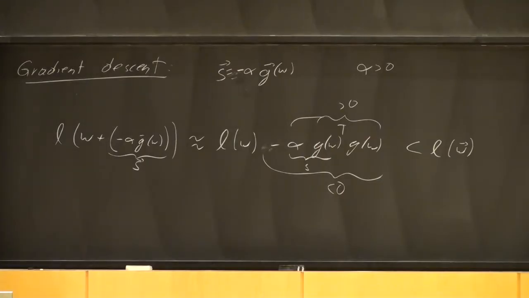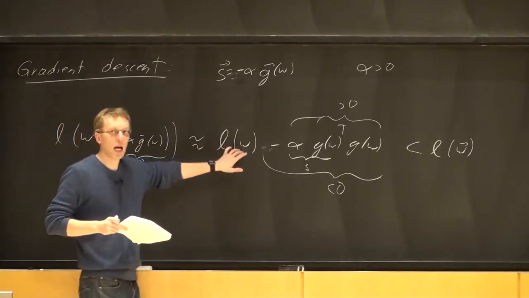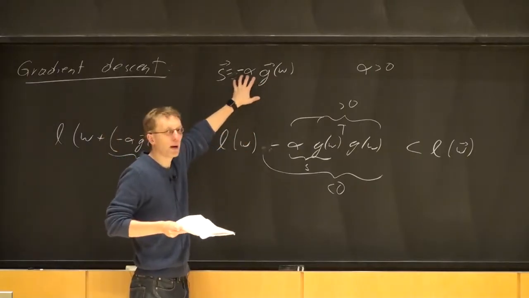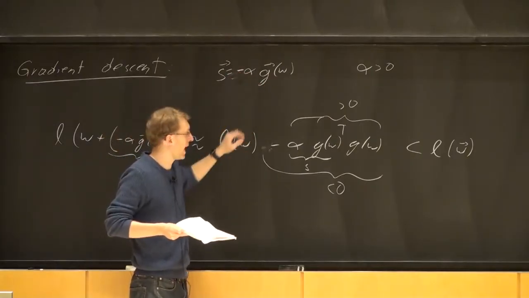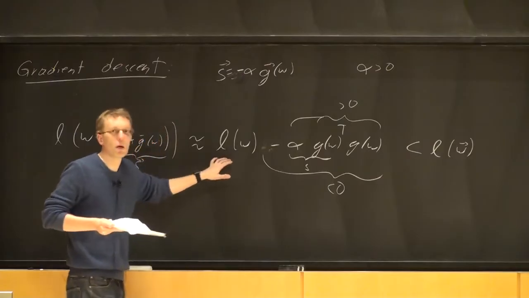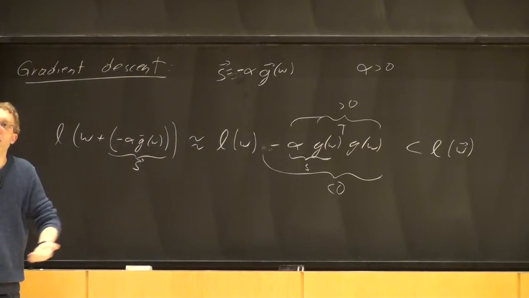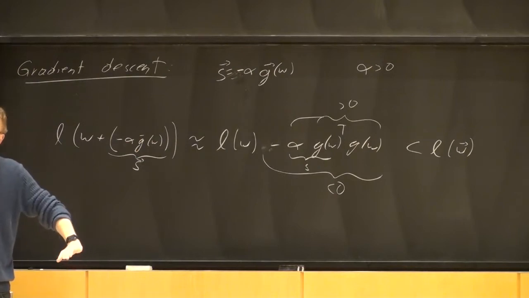So what I just showed you is that no matter where you start, no matter what your starting point W is, you just compute the gradient, multiply by the small numbers, and if you subtract that from your W, you're taking a step downhill. And so if you do this often enough, you will eventually come to the minimum. So that's basically the idea.